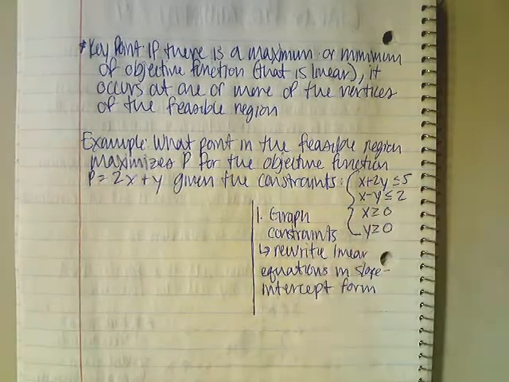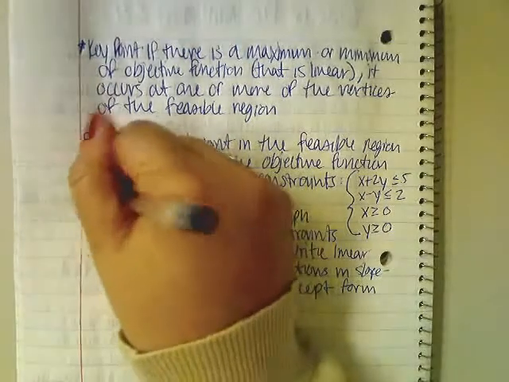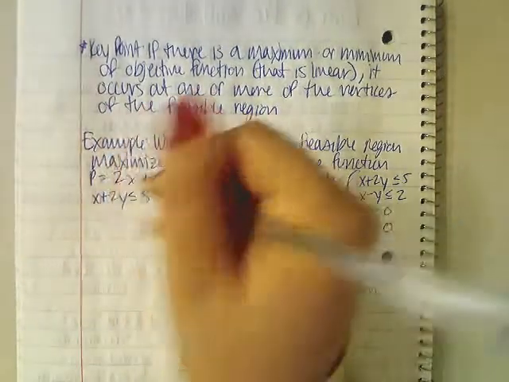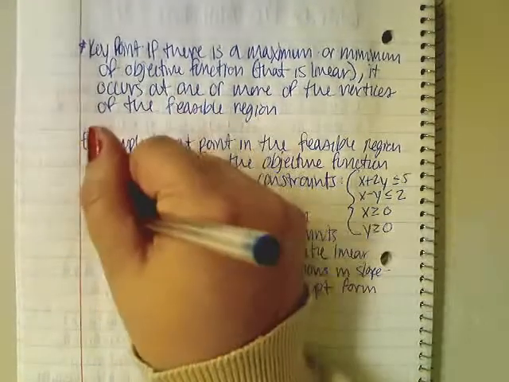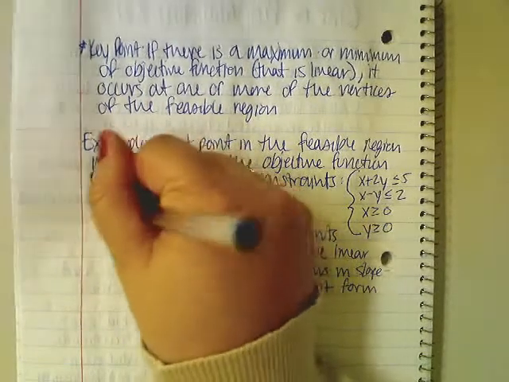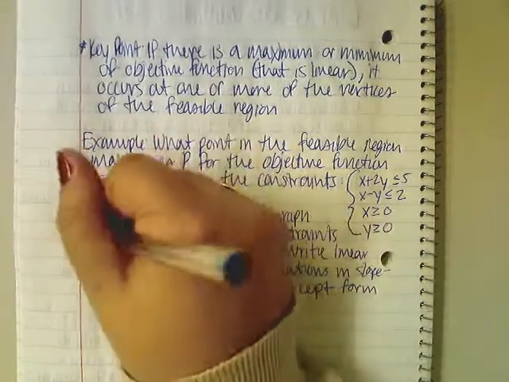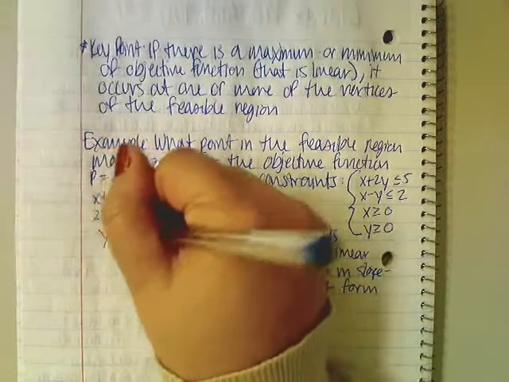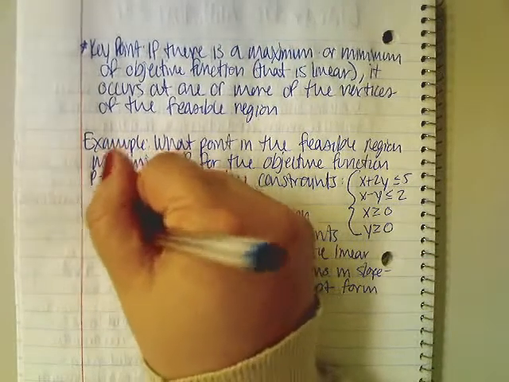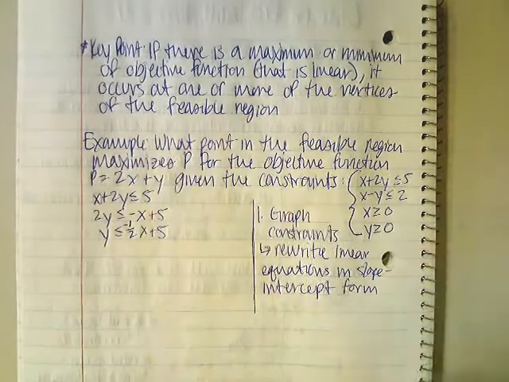So I'm going to first do that with my first 2 equations. I have x plus 2y is less than or equal to 5. So I subtract x from both sides and I get 2y is less than or equal to negative x plus 5. I divide by 2 and I get y is less than or equal to negative 1/2 x plus 5.